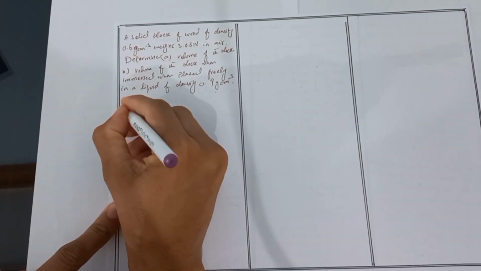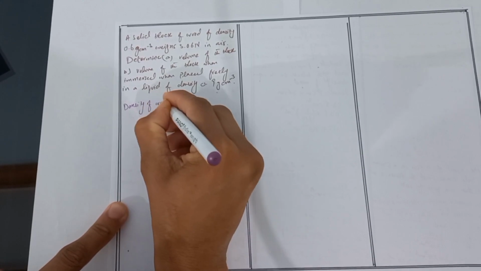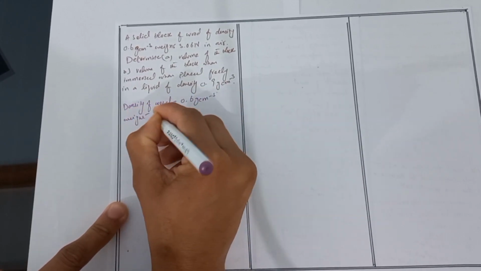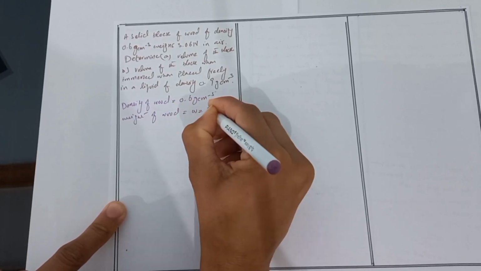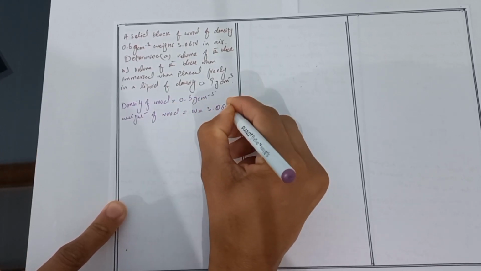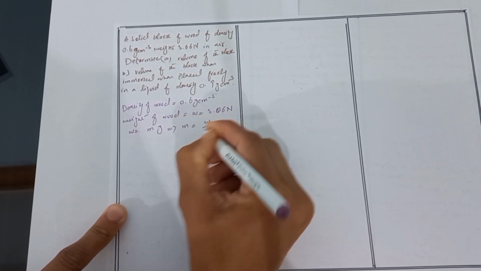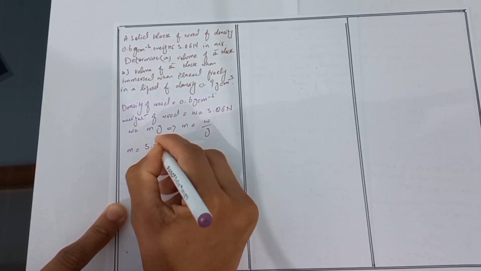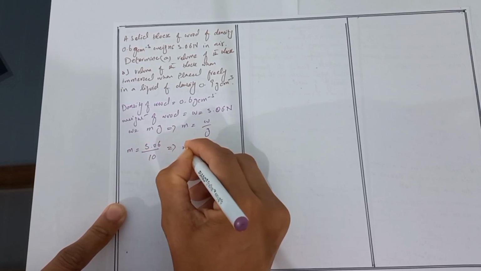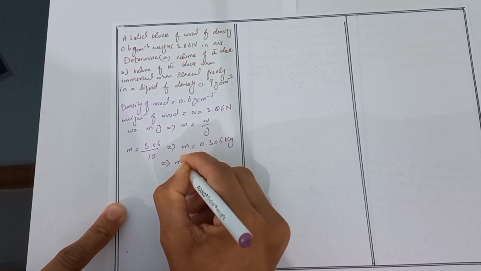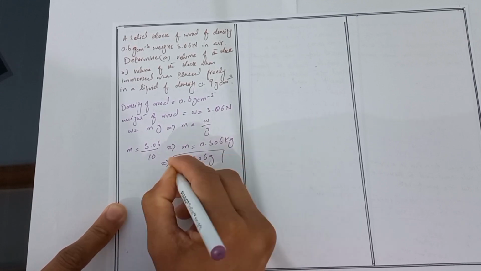Now the density of the wood is equal to 0.6 gram per centimeter cube. Weight of wood is 3.06 Newton. So we can calculate its mass. W is equal to mg, so mass is equal to W by g. W is 3.06, and gravity is 10. So mass becomes 0.306 kg. If we write it in gram, it is equal to 306 gram.